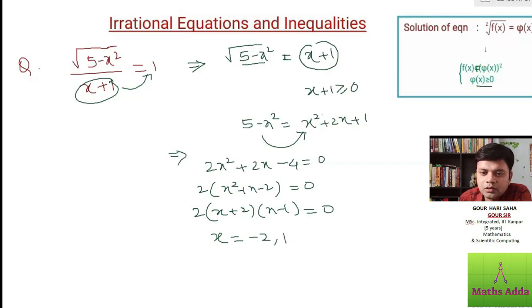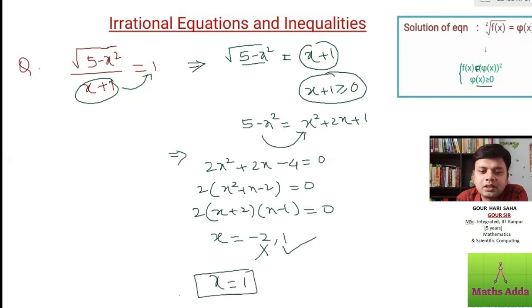Now let us check. x equal to minus 2: x plus 1 greater than or equal to 0. Minus 2 plus 1 is minus 1, which is not greater than or equal to 0. This is not acceptable. Put x equal to 1: 1 plus 1 is 2, greater than or equal to 0. Yes, correct. So x equal to 1 is your answer. I think it's very clear to you now how to solve irrational equations.